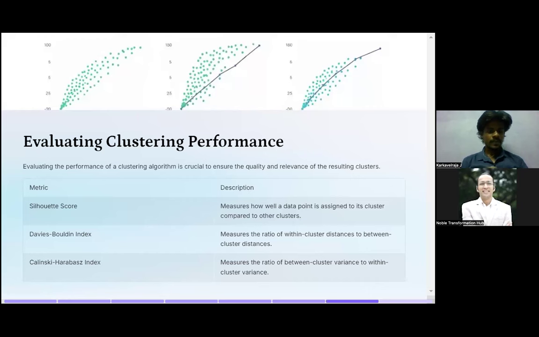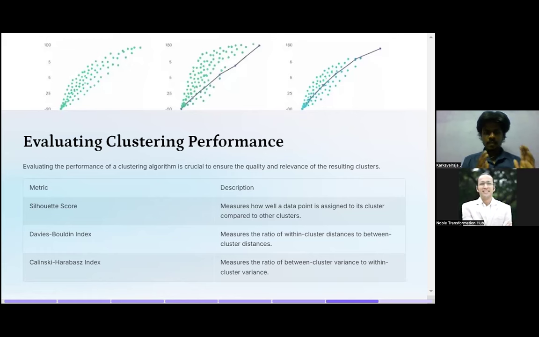First, we have the silhouette score. That's a score with which we can evaluate this clustering. It measures how well a data point is assigned to its own cluster compared to other clusters. This is what the silhouette score tells. We have a data point, it is in its own cluster where it should be, but how does it vary from other clusters? That is what the silhouette score shows.